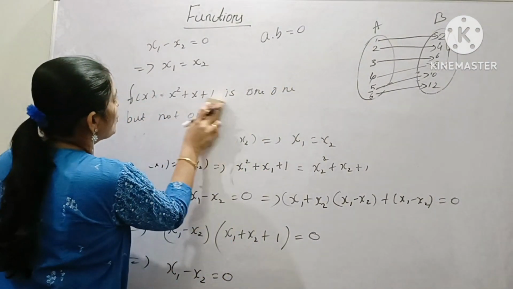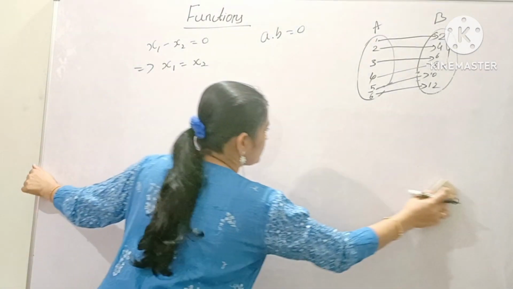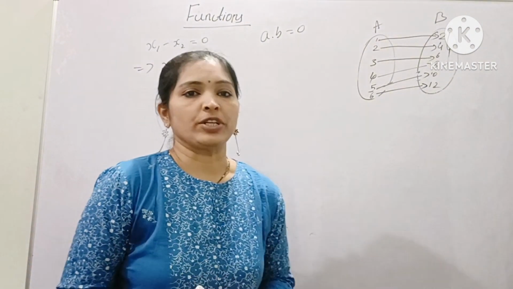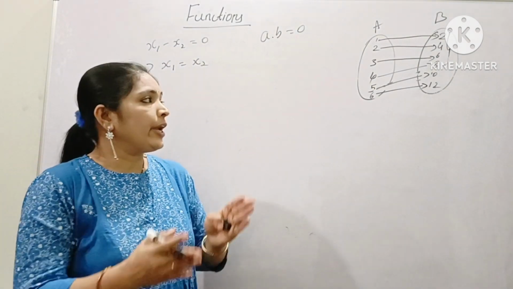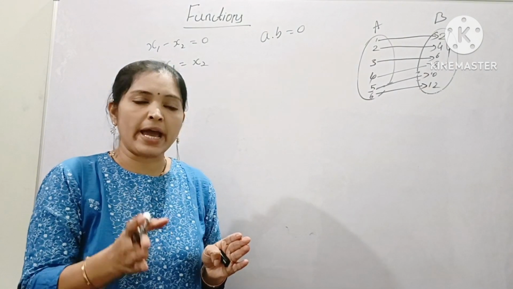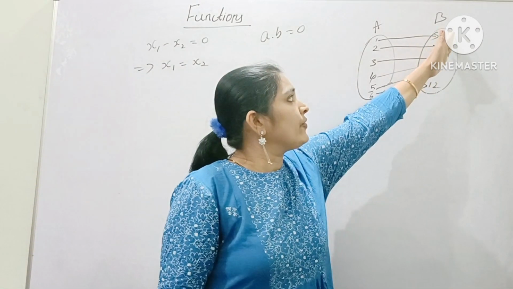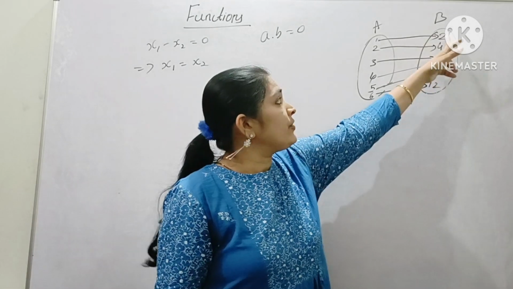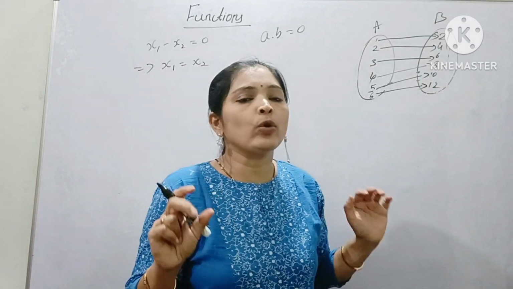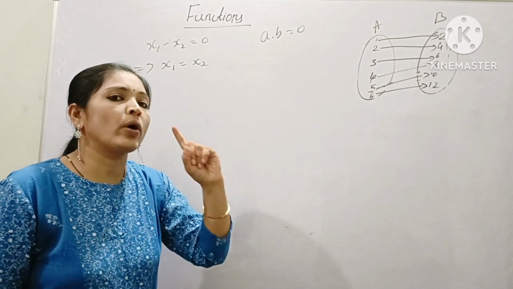Next, here we have to prove it is not an onto function. So for that, what is an onto function? Onto function means every element of the codomain has a preimage. Okay, that is called an onto function. Means all the elements of the codomain have preimages.